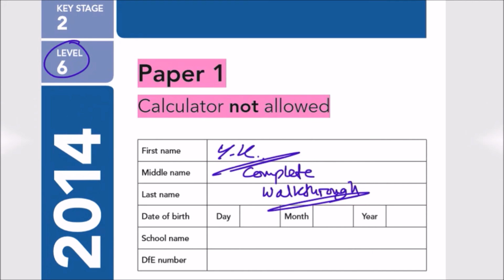And here we are, guys. Paper 1 of the 2014 exam under the level 6. So this is regarded as the more difficult version of the standard level 3 to 5 that was sat back in this year. But anyway, without further ado, I'm going to jump straight into it. So let's go.